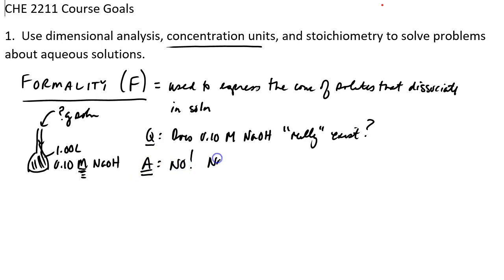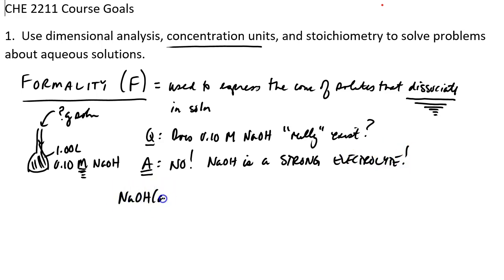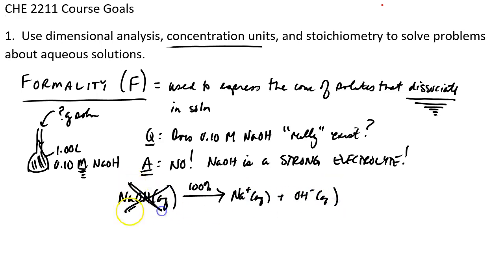That is because sodium hydroxide is what we call a strong electrolyte, and it does dissociate in solution. Sodium hydroxide is a strong electrolyte. And again, that means that sodium hydroxide in aqueous solutions dissociates 100% into sodium ions and hydroxide ions. This does not exist. These species do.